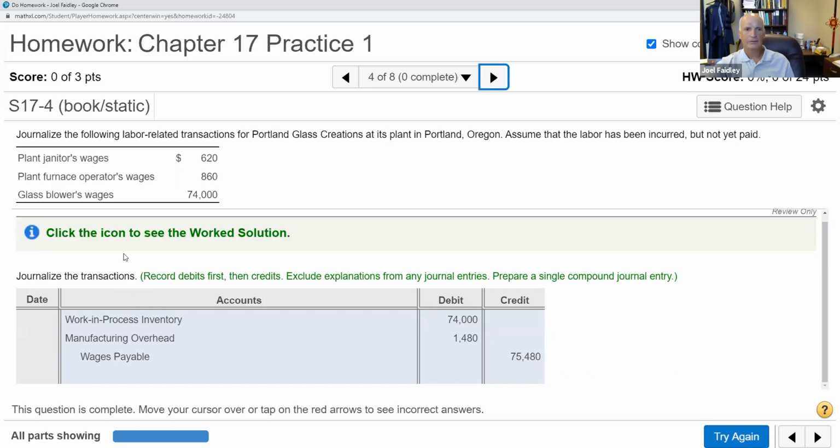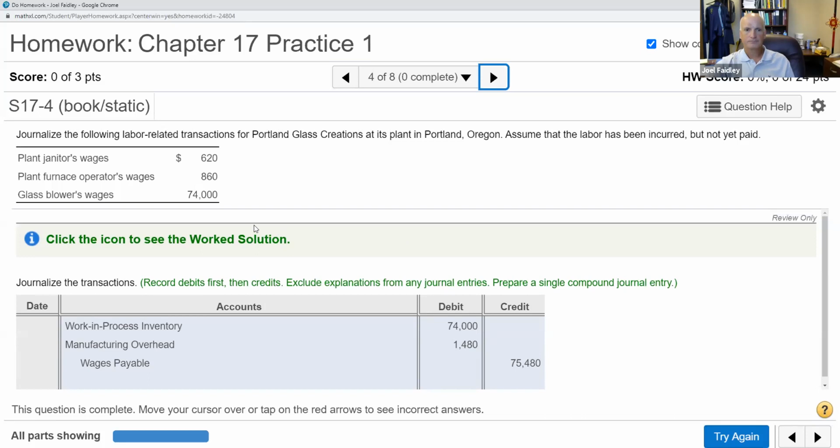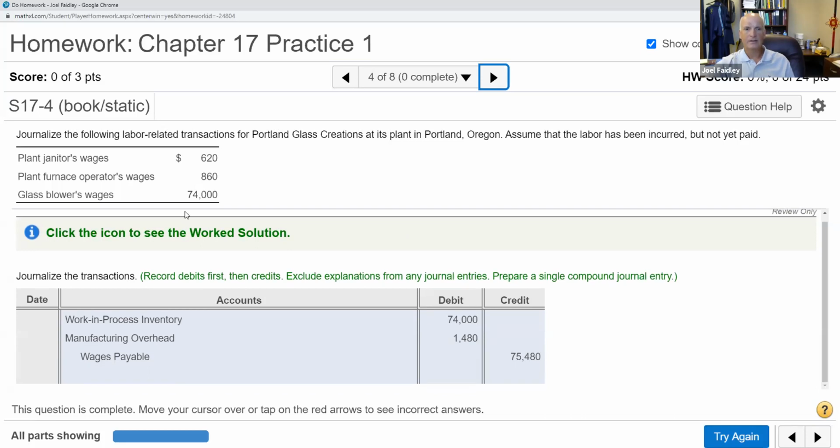Journalize these transactions. Plant janitor's wages. So that's indirect, right? Plant furnace operator's wages, 860. And glass blower's wages, 74,000. So it looks like they consider only glass blower's wages as direct labor. And the other 2 they've grouped as manufacturing overhead. I mean, you can make the case that plant furnace operator's wages would be direct and should be part of the 74,000, but Pearson doesn't look at it that way.